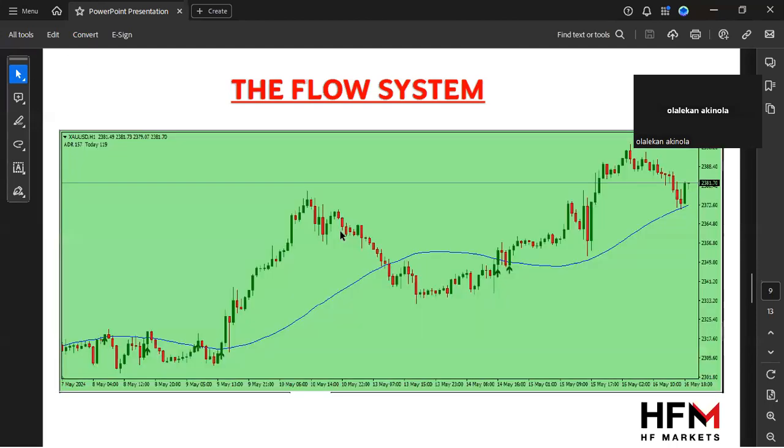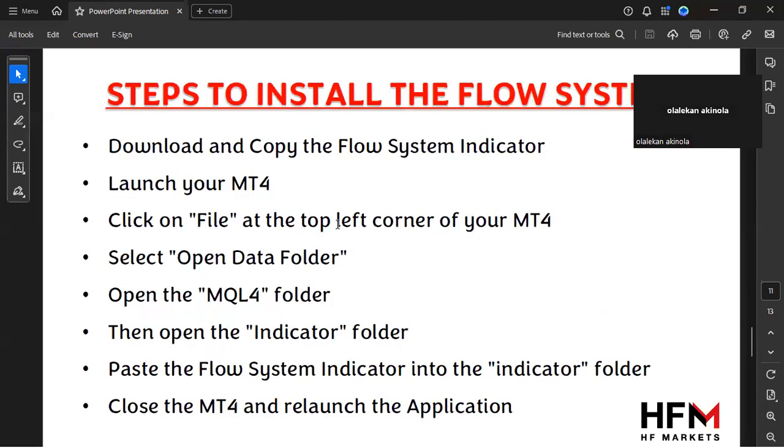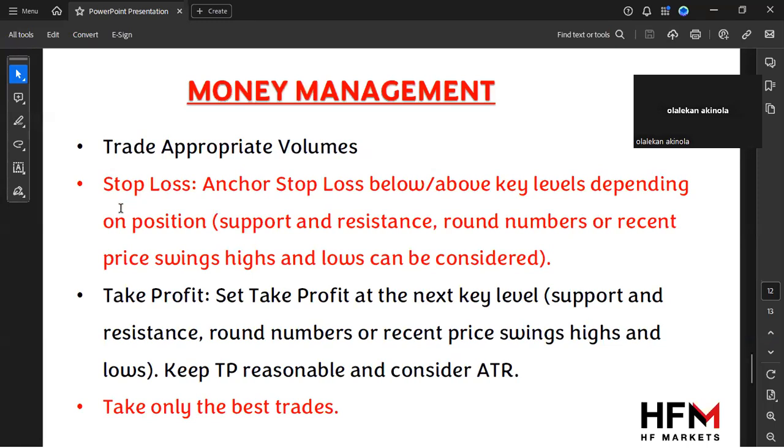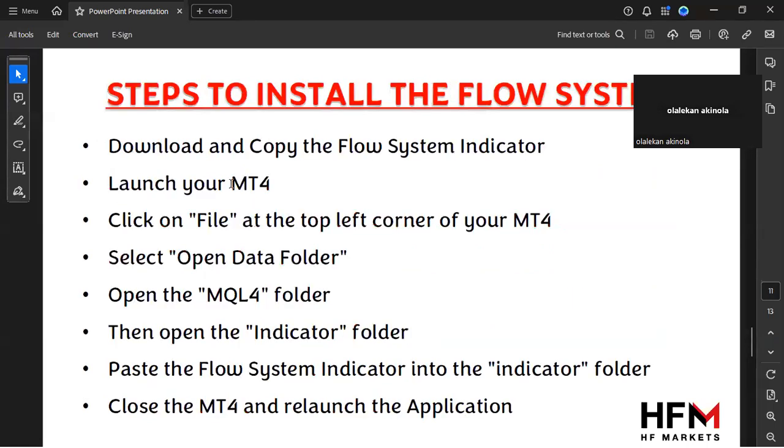Key things that you need to understand when using the flow system. Also, a written way to install the flow system is available to you. The process I just did is also available. You have to download the indicator, launch your MT4, click on File, then Open Data Folder, click on your MQL4 folder, then paste the indicator into the indicators folder, right? Close your MT4 and then relaunch it. And then if you want to add it to the screen, you pull up Insert, Indicators, Custom, and then pull up your flow system.